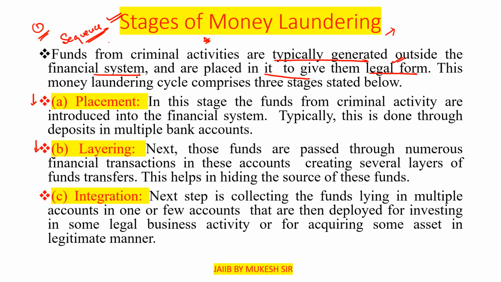So what are the stages? This money laundering cycle comprises three stages, which are given as below. First one is placement, second one is layering, and third one is integration.